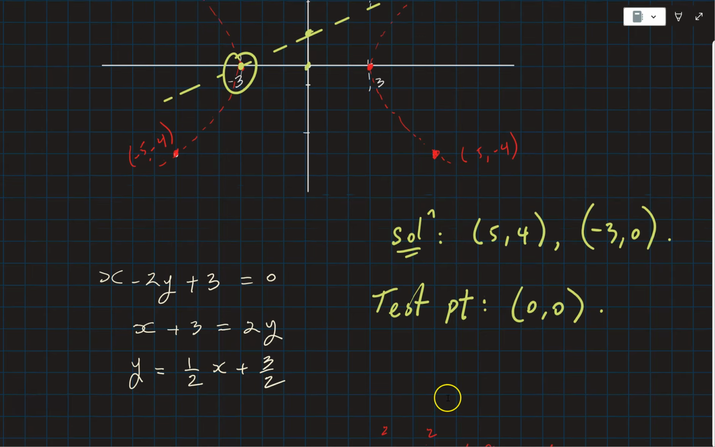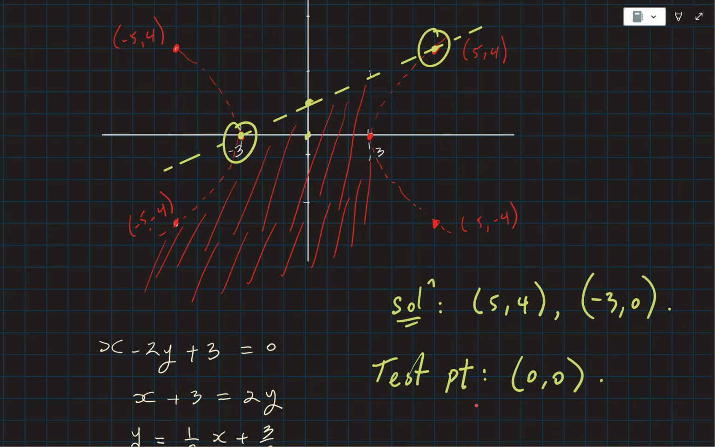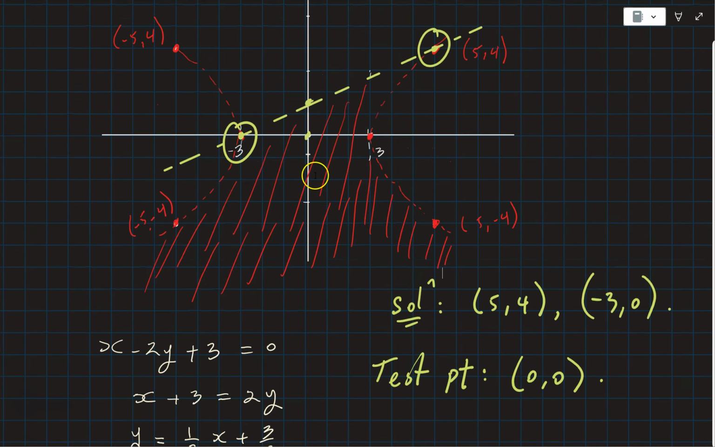Now that we know that that is the solution, we're going to come up here and shade everything in here as part of the solution. That means all points, infinitely many points, that satisfy this inequality within that region will be part of the solution. And it's very hard to write this in interval notation. That's why this system needs to be solved graphically with a shaded region.